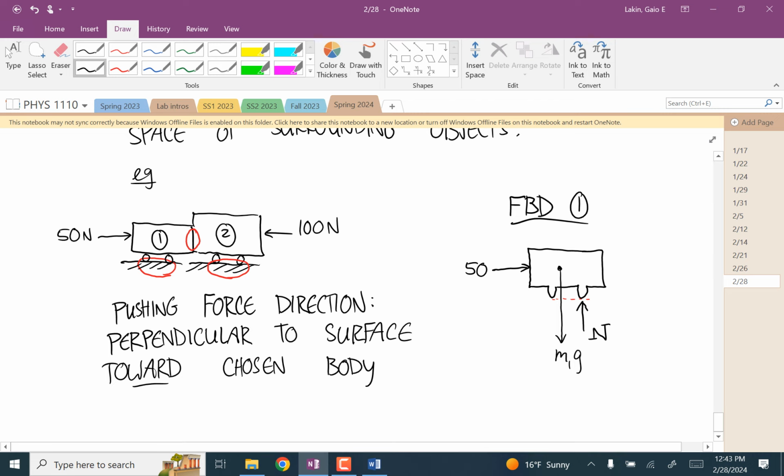And then I'll go over to where the two carts are in contact with each other. There's a pushing contact there. The surface of contact is like that vertical wall. And so the force is perpendicular to that, toward the chosen body. And I'll give that a variable name too. I'll call that R for reaction force. That's another common name for pushing forces.